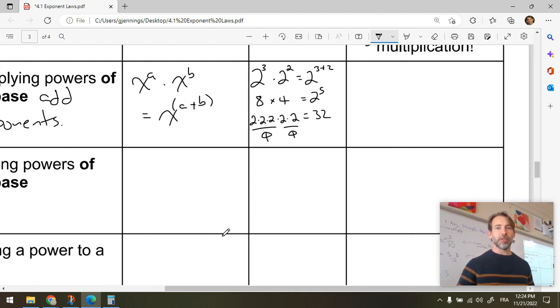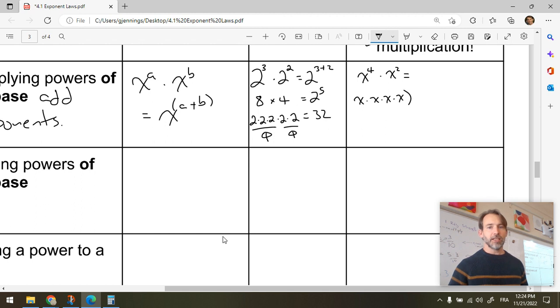So here's how you can use multiplication to teach yourself. If you had something like x to the 4 multiplied by x to the 2, you could write it out as x to the 4 like this. X times x times x times x. That's x to the 4. Multiplied by x squared, that's x times x. Would be equal to x to the how many? 1, 2, 3, 4, 5, 6. I just add them up. X to the 6. So I can see that that's x to the 4 plus 2.